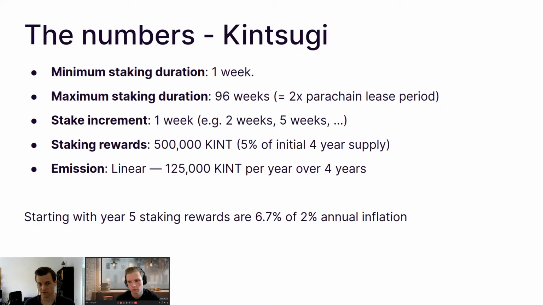Staking rewards are 500,000 KINT over the first 4 years. That's 5% of the initial 4-year supply. And the emission is linear. This means 125,000 KINT per year over the first 4 years. It's important to note that the current Kintsugi tokenomics have an inflationary model. This means that after 4 years, a 2% annual inflation kicks in, and then the staking rewards will be 6.7% of that annual inflation.